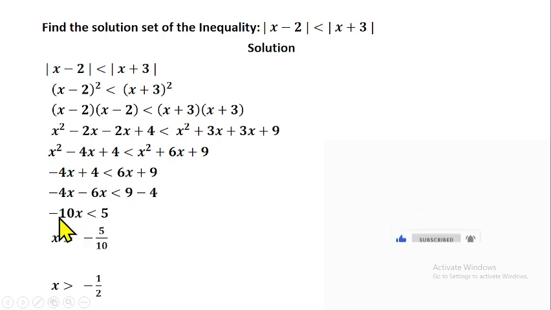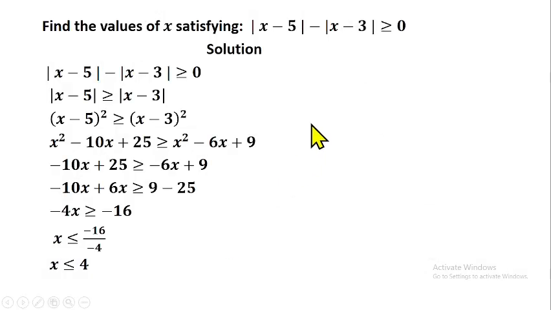And you know that when you divide both sides by minus something, the inequality will change. So from here, less than changes to greater than, then minus 5 over 10, which is minus 1 over 2. Do you understand that? All right. So let's see this question again.